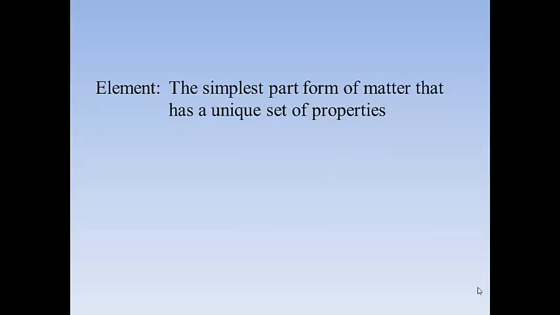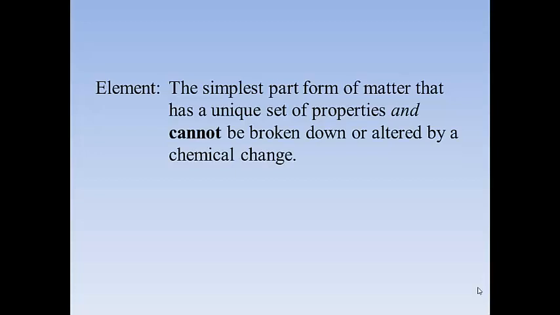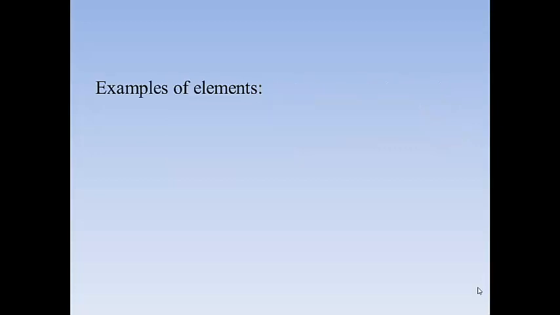An element is the simplest form of matter that has a unique set of properties and cannot be broken down or altered by a chemical change. Now we all know that elements are made of atoms, and atoms can be broken down into protons, neutrons, and electrons, but that change is not a chemical change. This was the problem the alchemists had in trying to change lesser metals into gold: they were trying to change an element chemically. That cannot be done. As for examples of elements, look at the periodic table and you'll have a list of all the known elements.